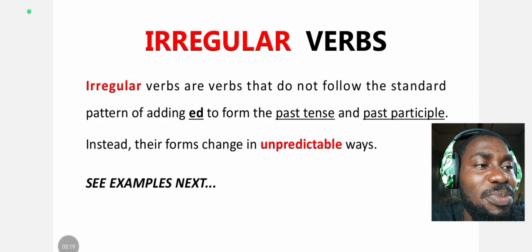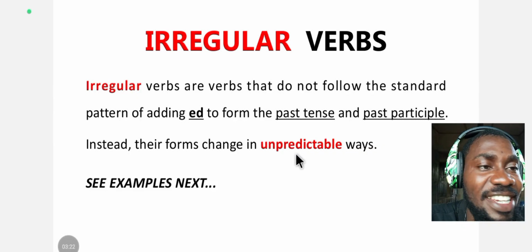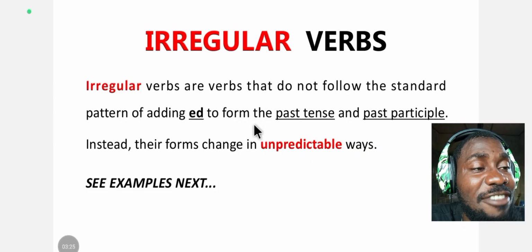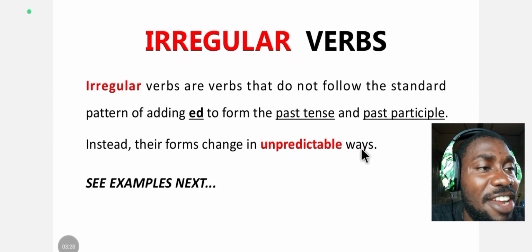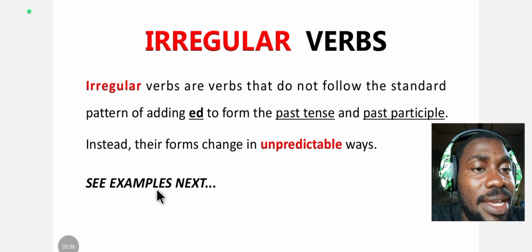This one is not through prediction. You just have to know them. You have to learn irregular verbs, and irregular verbs are very, very essential in everyday grammar. So let's look at examples next.